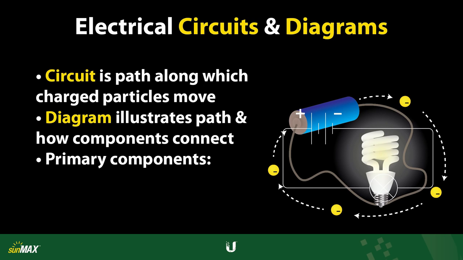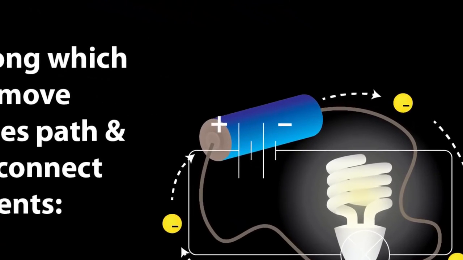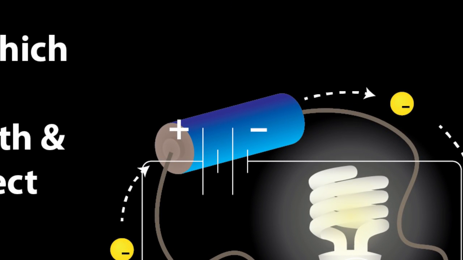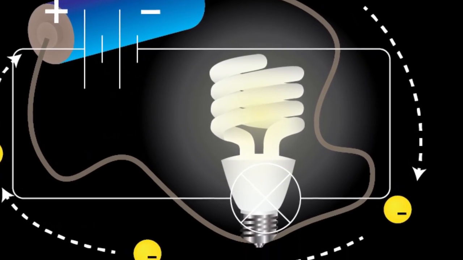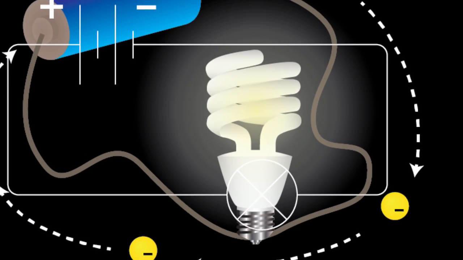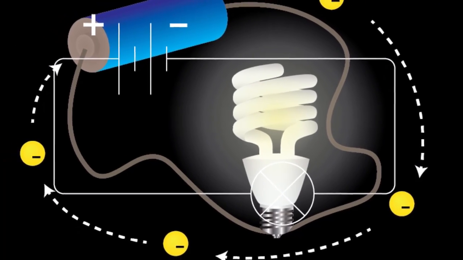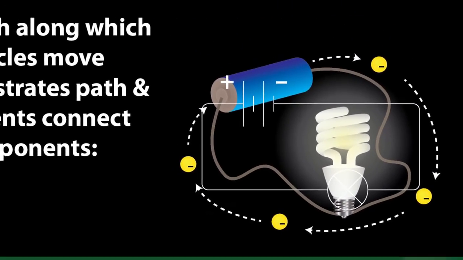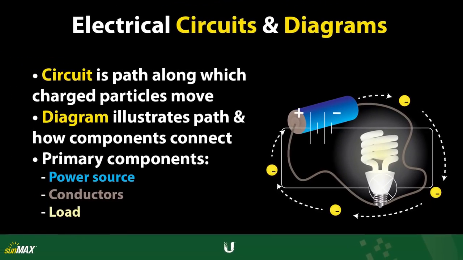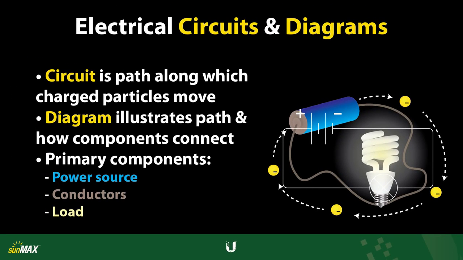A typical circuit consists of three main components: a power source, conductors, and a load. A power source supplies charge potential, that is, electricity for the circuit. A load is any electrical component that uses electricity for some purpose. Here, a battery supplies electrical power to a light bulb. The light bulb then converts the power to light.